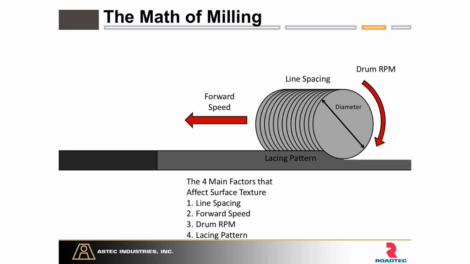So from there we'll jump into drum configurations and line spacings, tooth spacings, drum RPM, lacing patterns. Some of these are very interrelated, but we're going to talk about how the different drum configurations can affect our milled surface.